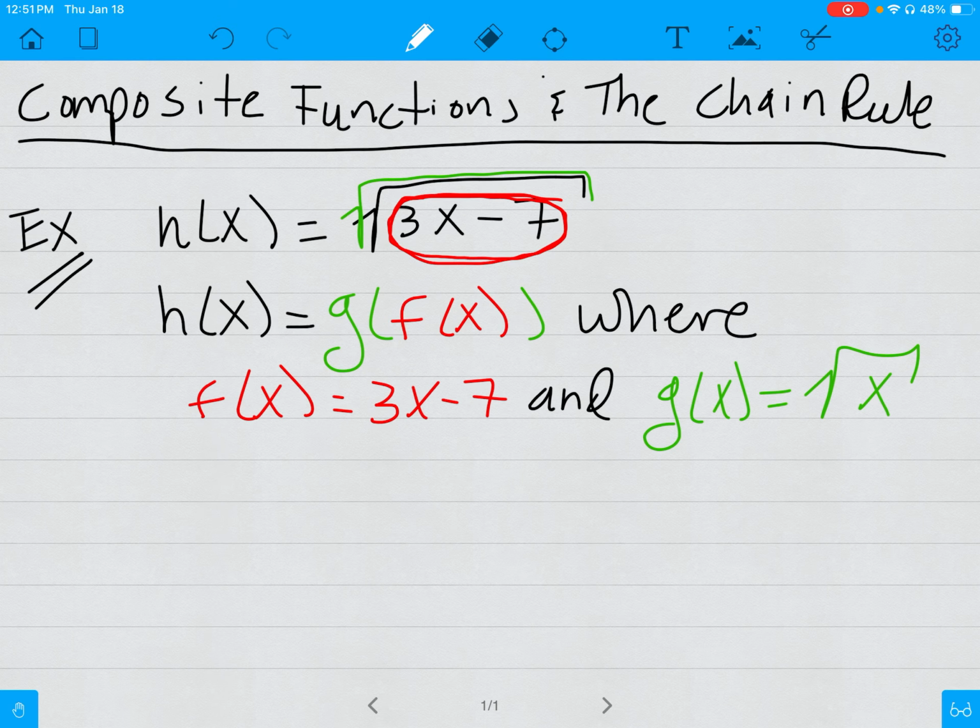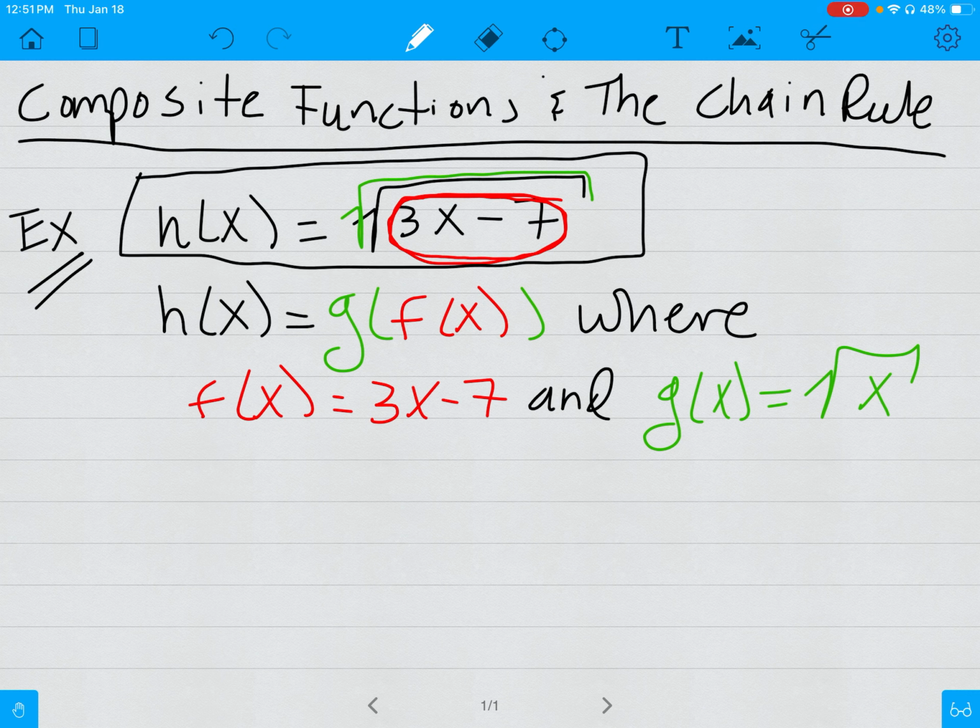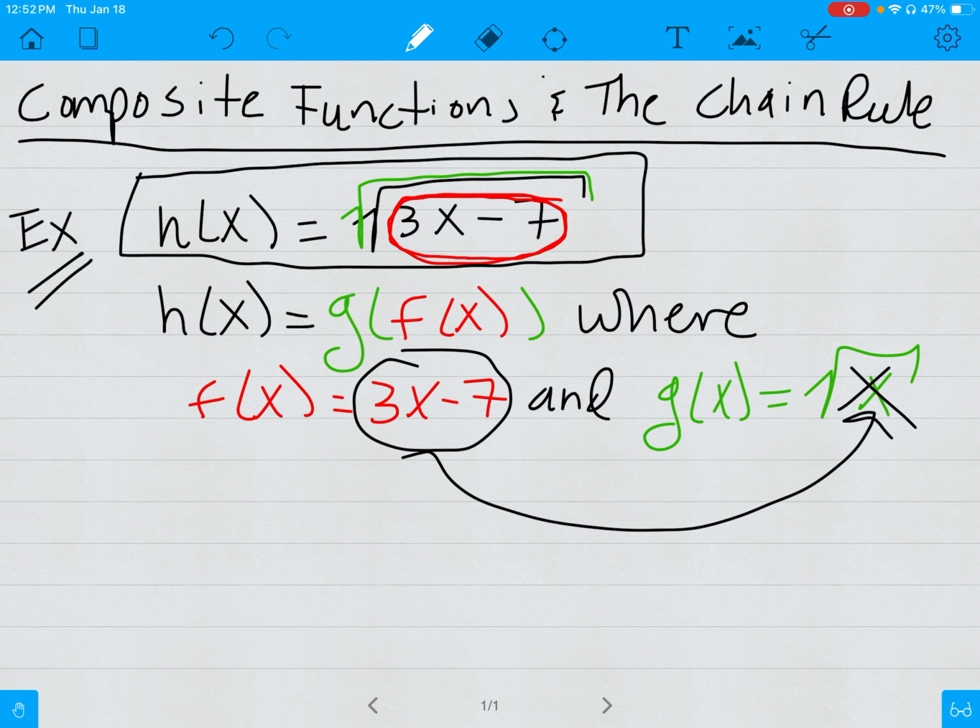Okay, so I've got these two functions, the 3x minus 7 and the square root of x. Those are the functions that make up my h of x function. And to get them, I have the g of x function, the square root function, that's on the outside, right? I'm taking the square root of the f of x function. I am replacing the x with the 3x minus 7. Okay, that's a composite function. Let me give you one more example of a composite function. And then in the next video, we will take a look at the chain rule and how that applies.